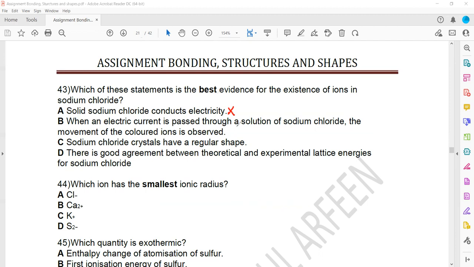When electric current is passed through a solution of sodium chloride, the movement of the colored ions is observed. We cannot observe any movement of the ions because the sodium ion is colorless, and the chloride ion is also colorless. So when we are passing a current, we cannot observe any movement of the ions. Ions will move, but we cannot observe the movement of ions. Then part C.